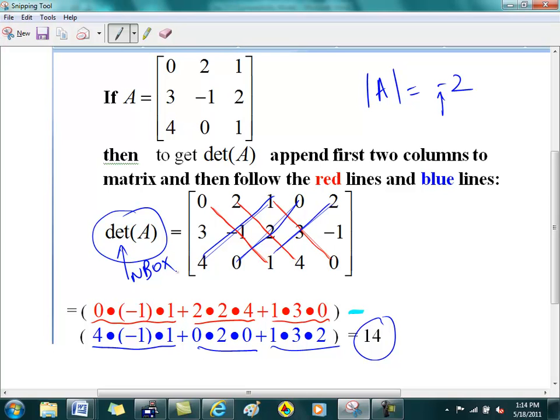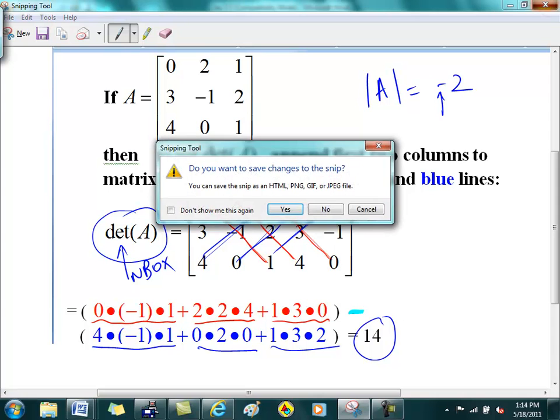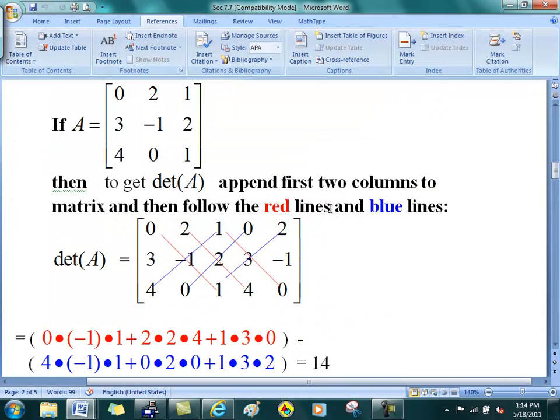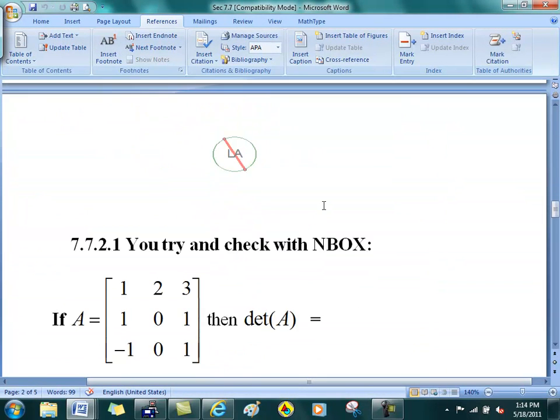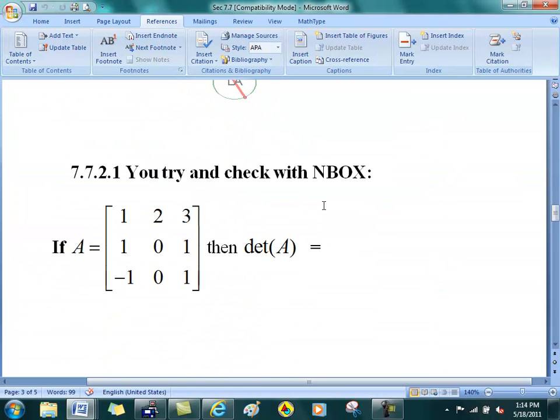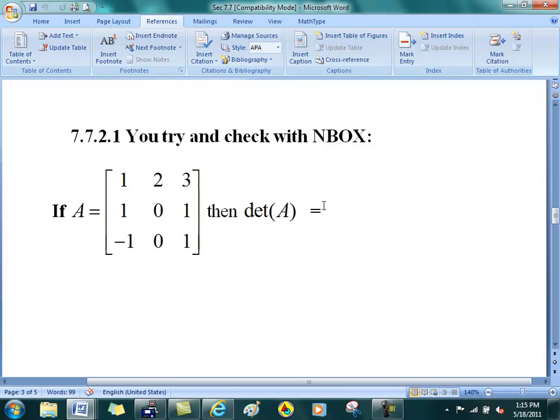All right, is everybody okay? So everybody get red minus blue? All right, so I want you to try your hand at it then. Try your hand with this, and then I'll show you how to do it on an N box.